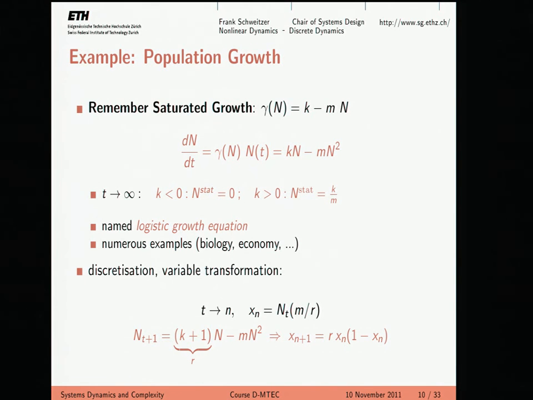We define now k plus 1 to be equal to r, just to make the notation simpler. So we have one control parameter. We define xn to be this. And finally, this is our equation in discrete form, right? It's also called the recurrence equation. So, does this look familiar? Has anybody seen something like this before?